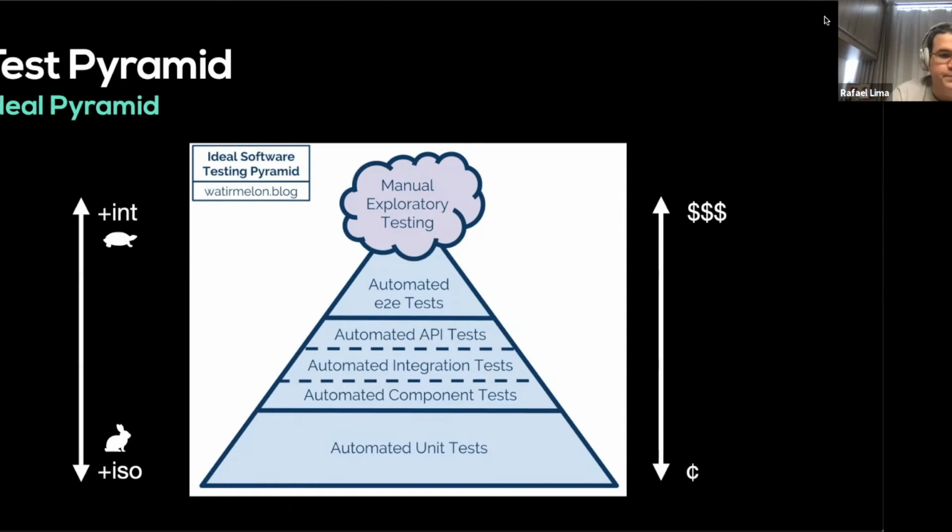And then you have manual exploratory testing. As you go below in the pyramid, you are more isolated, faster, and cheaper to create and to execute. As you go up the pyramid, you are slower, more integrated, and more expensive to create and to execute those tests, even for a machine. Of course, if you are more isolated, the test gives the developer less confidence. If you are more integrated, you have more confidence that more code is being exercised.